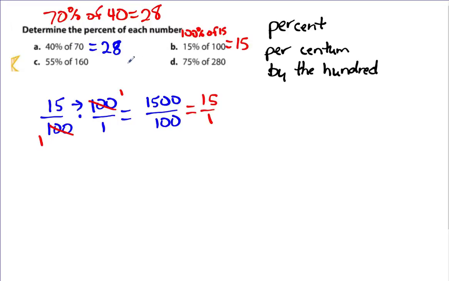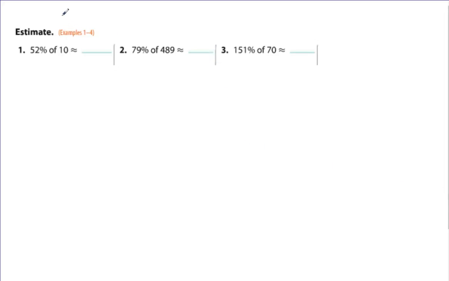Okay? So that's how you find percents. If it says percent of something, that's all it is. Write it as a fraction, multiply by the whole thing, get your answer. And that is lesson 1. Okay? Not too bad. So then we move on to lesson 2.